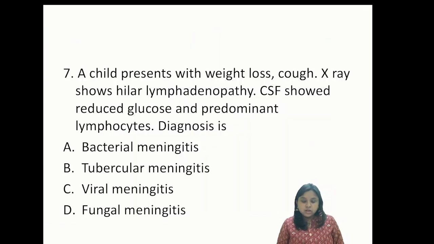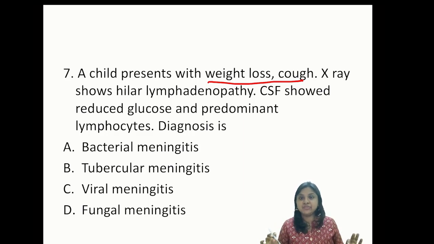Okay. A child presents with weight loss, cough, X-ray shows hilar lymphadenopathy, CSF showed reduced glucose and predominant lymphocytes. Diagnosis is. See, in this option, you're already told about some prodrome symptoms like weight loss and cough. In case of bacterial, viral or fungal meningitis, weight loss and chronic cough is not going to be there. And you know, in a country like India, one of the most important DDs in case of chronic cough is tuberculosis. So even if you don't know the rest of the question, if you don't know what does it mean, you can just answer pretty well that this is because of tuberculosis.